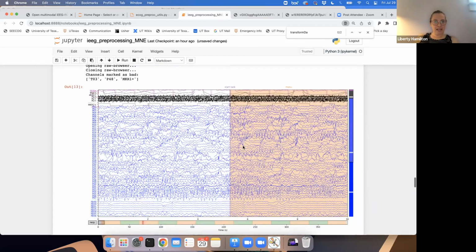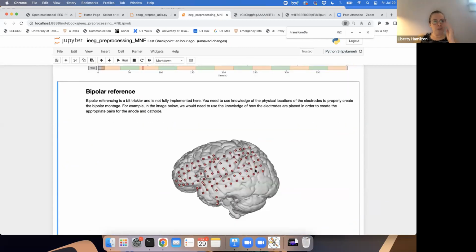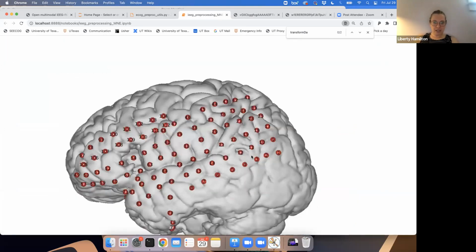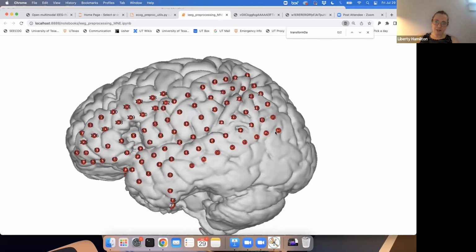But I will say in the iEEG community, bipolar referencing is also very common clinically. Instead of having electrode 1 and 2 be separate, you would do 2 minus 1 to get the signal in between 2 and 1, and then 3 minus 2 to get in between here and here, 4 minus 3, etc.